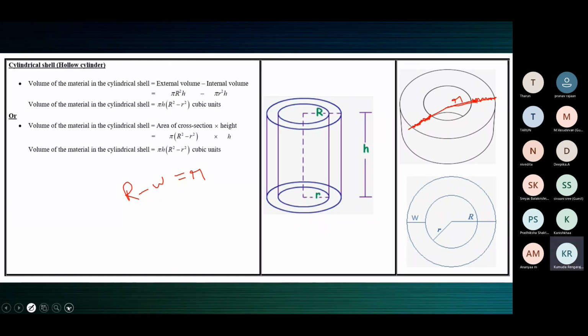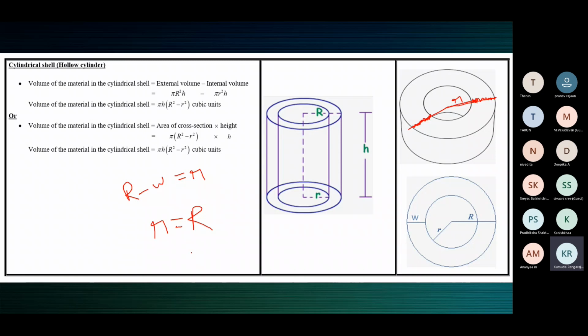But supposing the wall of the cylinder is very, very thin, meaning the inner radius is almost equal to the outer radius. In that case, the wall is very thin. You can ignore the thickness of the wall.